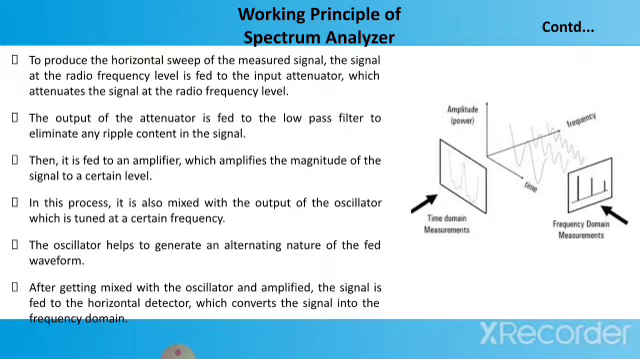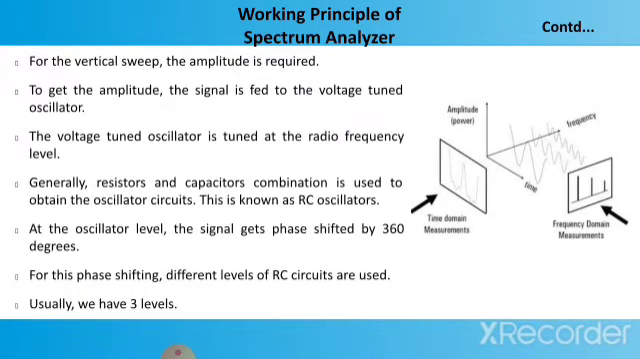After getting mixed with the oscillator and amplified, the signal is fed to the horizontal detector, which converts the signal into the frequency domain. For the vertical sweep, the amplitude is required. To get the amplitude, the signal is fed to the voltage tuned oscillator. The voltage tuned oscillator is tuned at the radio frequency level.